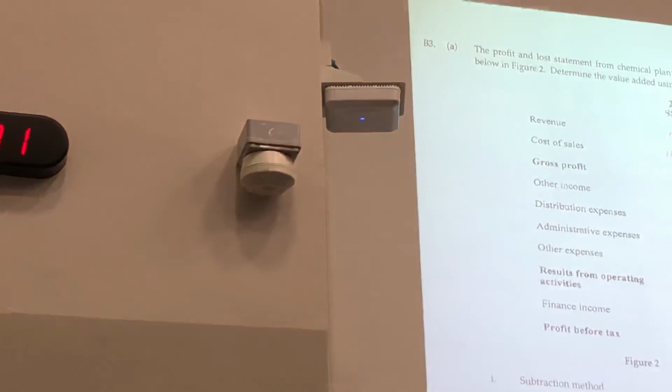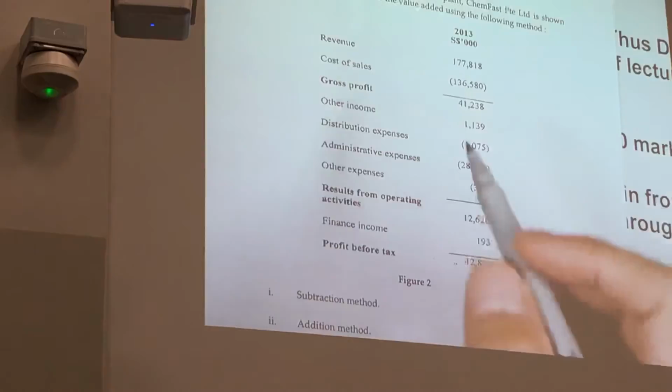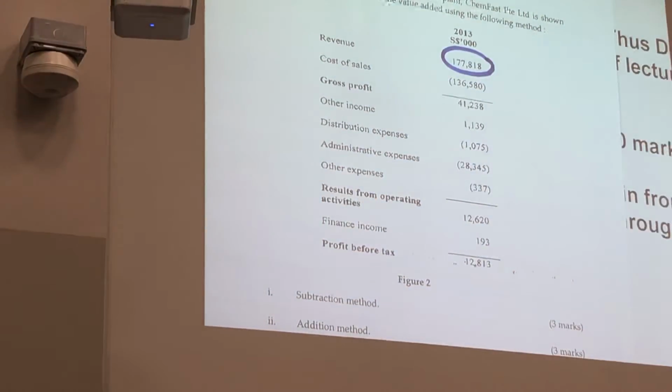Have you finished the subtraction method first? What is the subtraction method? Subtraction method is sales minus what? Cost of product. Where's your sales, guys? Sales obviously is your revenue. Alright, sales is your revenue, minus away what? Cost of goods and services. What is your cost of goods? Must be the cost of sales. Alright, what is the cost of sales here?